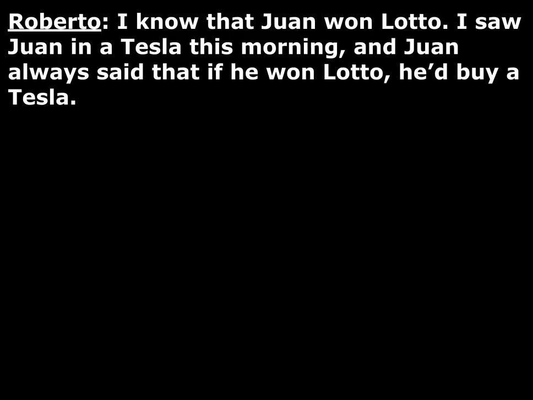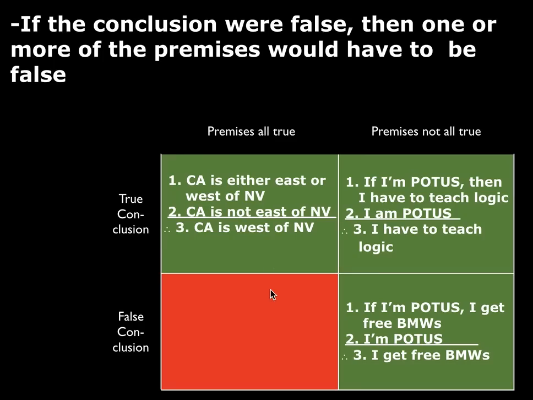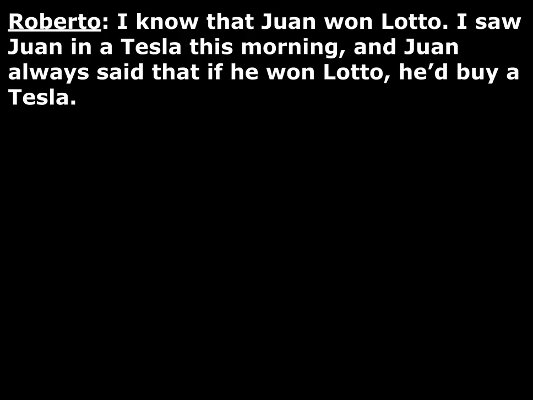With the hose argument, when I said, well, maybe someone just moved the hose, that was me explaining a situation where, for that argument, the premises were all true but the conclusion was false. I was saying this argument could be here. And if an argument can be here, it can't be valid. Here's another example. Roberto says, I know Juan won lotto. I saw Juan in a Tesla this morning, and Juan always said that if he won lotto, he'd buy a Tesla. So Roberto goes through this argument.